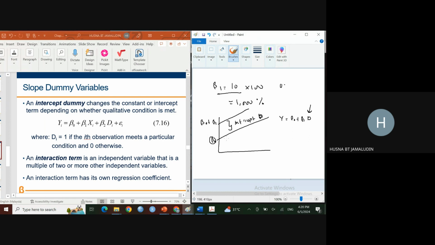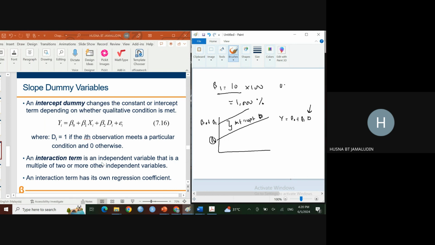The intercept will be additional, extra. In this case, D is one for an observation made on a particular condition and zero otherwise. It doesn't matter. It just wants to tell you that when you have a dummy, it will change your normal, your current intercept.